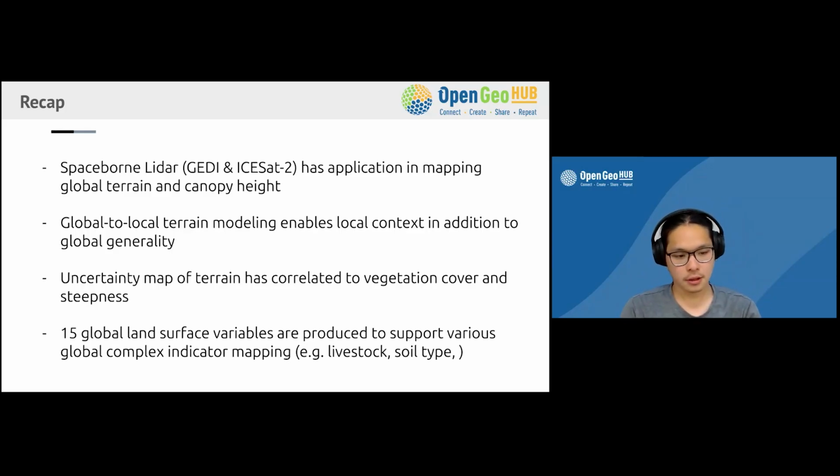And the last thing is we have produced these 15 global land surface variables that are deemed to support global contrast indicator mapping, for example, lifestyle mapping or soil type mapping.